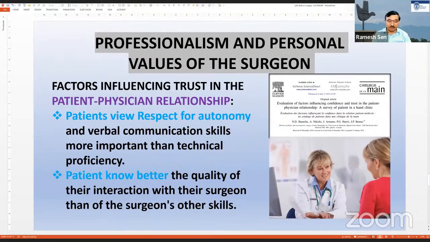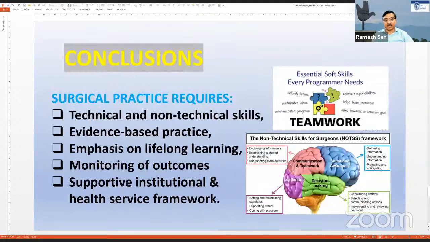And during this, we must respect the autonomy of the patients. Patients tend to know by the quality of their interaction with the surgeon who is a good surgeon and who is not a good surgeon. So this professionalism has to be there. So I conclude that surgical practice consists of both technical and non-technical skills.